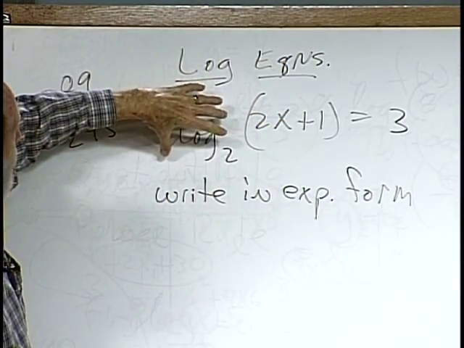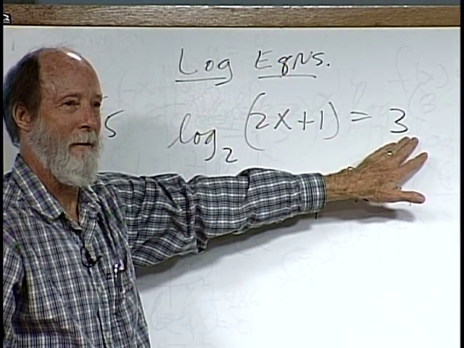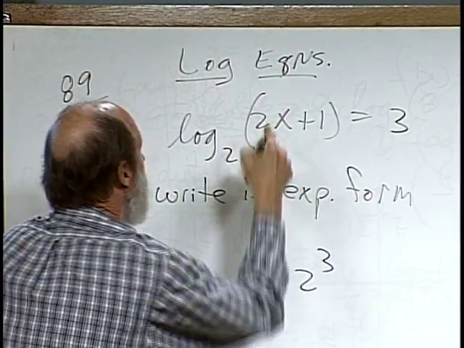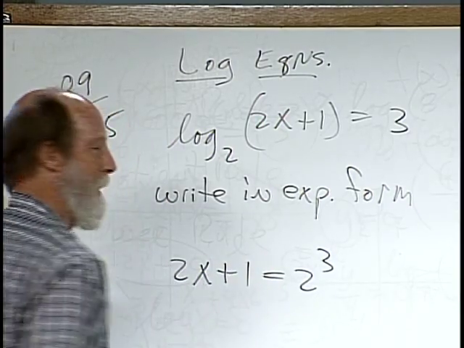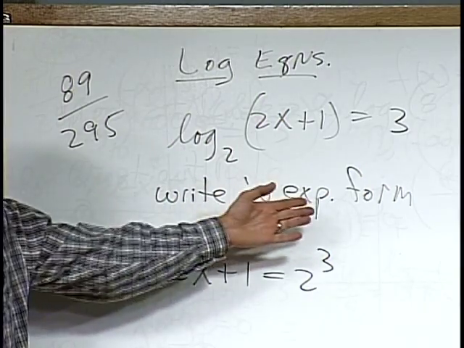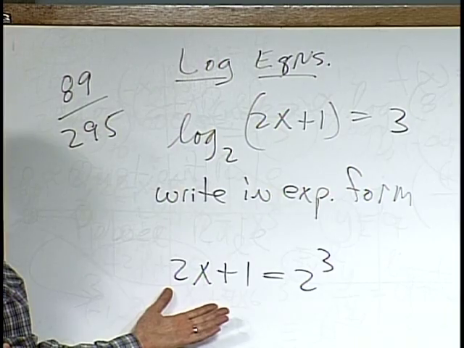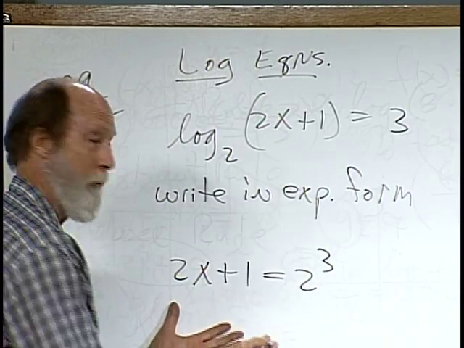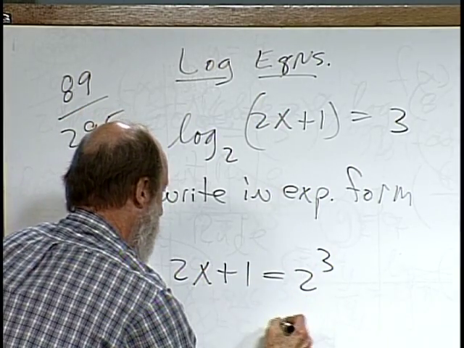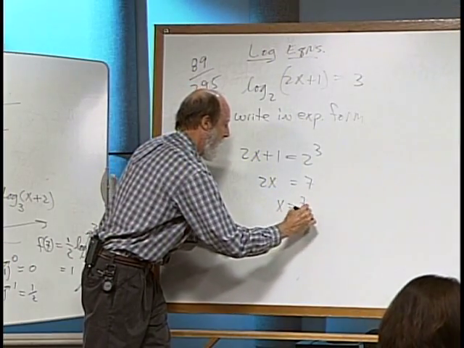And so once you've got the logarithm isolated, you know what the exponent is. Happens to be 3. And the base is 2. So 2 to the 3 is equal to 2x plus 1. So you write the equation in exponent form, and then this takes you back to being a linear equation in one variable, beginning algebra. So this is 8 over here on the right, and so you move that over and you get 7, 2x equals 7, x equals 7 halves.